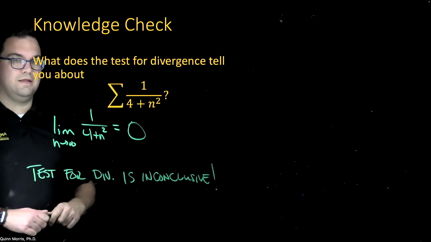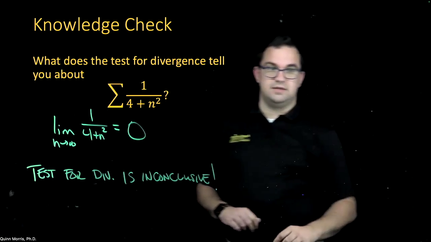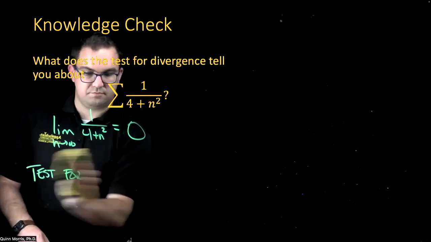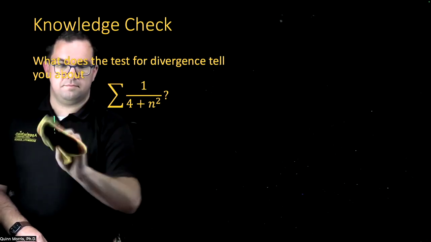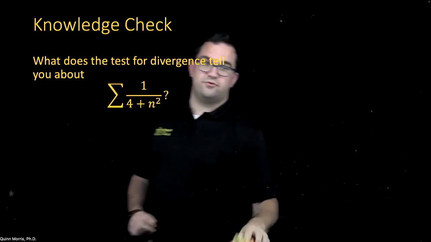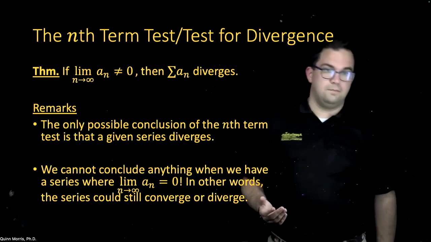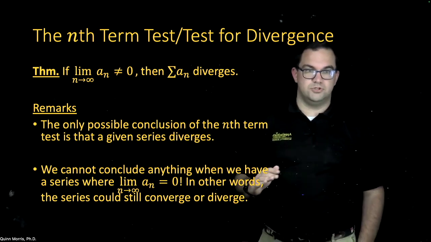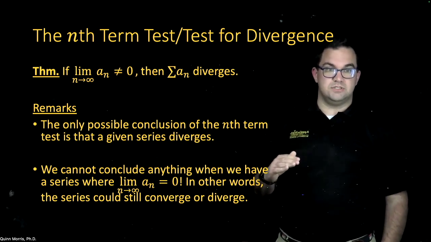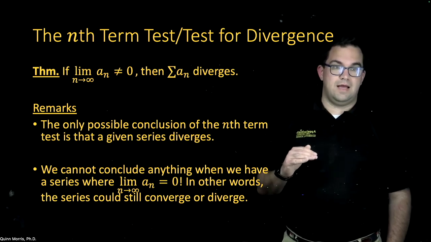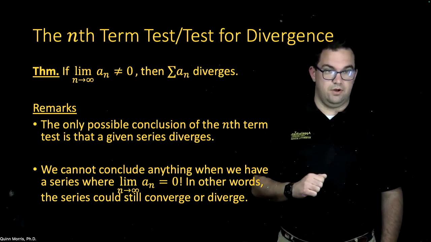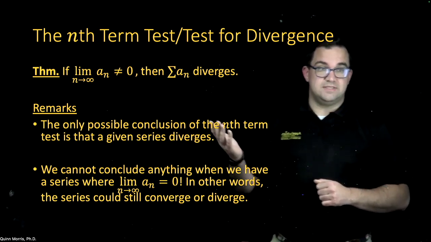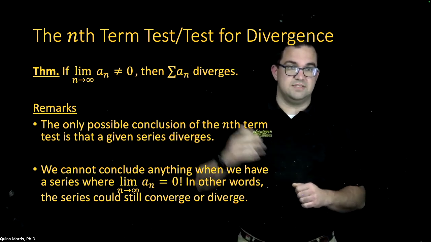Okay. So again, we'll need to try some other things to eventually determine whether or not series that look like this converge or diverge. Now, the nice thing about the test for divergence is it's fairly straightforward, right? If the limit is not 0, then the series diverges. The only possible conclusion is that the series diverges. You can't conclude anything when the limit as n goes to infinity of the terms is equal to 0. The series could still converge or it could diverge. It's very nice for its simplicity, right? Again, if the limit is not 0, then the series diverges.